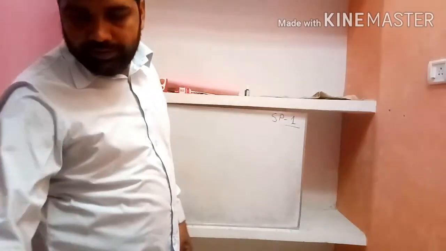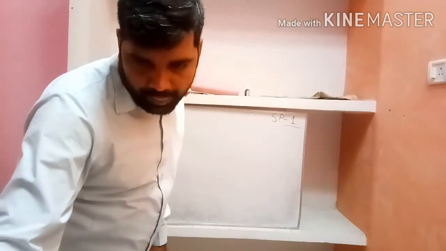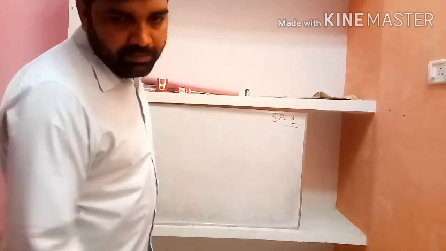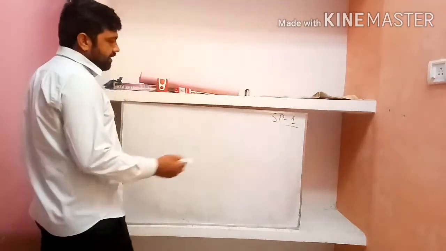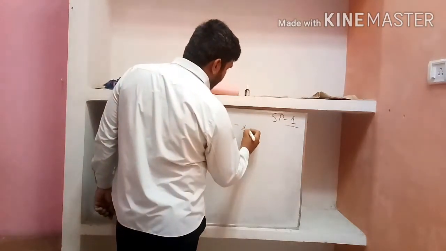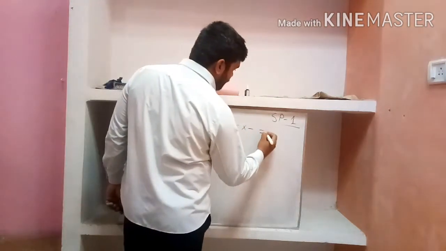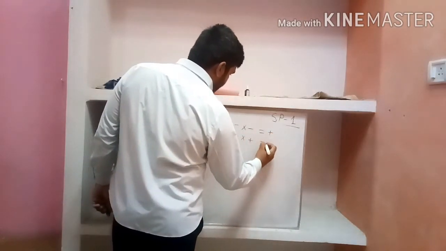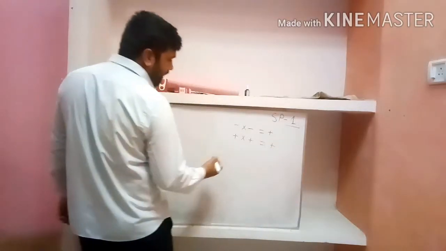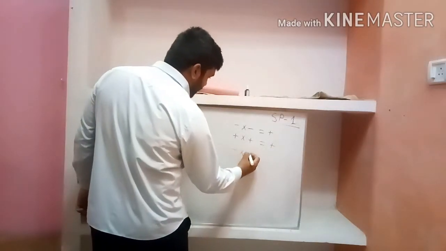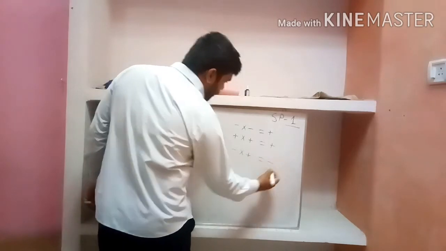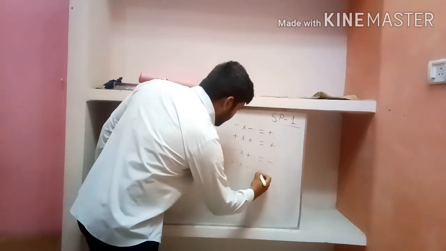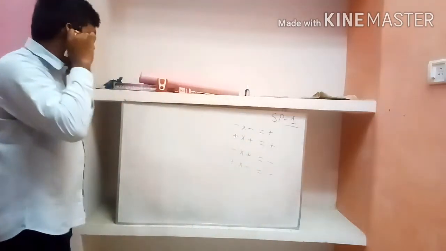Now multiplication of integers. In multiplication of integers, when minus is multiplied with minus, the product of like signs gives you positive. Plus multiplied with plus gives you plus. But the product of unlike signs, meaning minus multiplied with plus, gives you negative. So the product of unlike signs is always negative. Plus multiplied with minus also gives you the negative. That is the multiplication of integers.